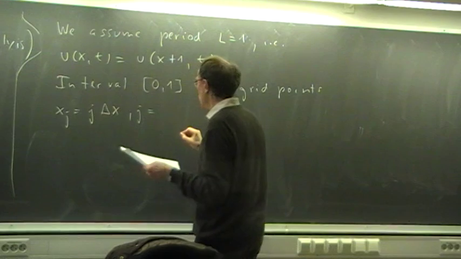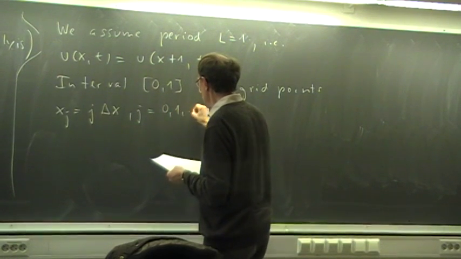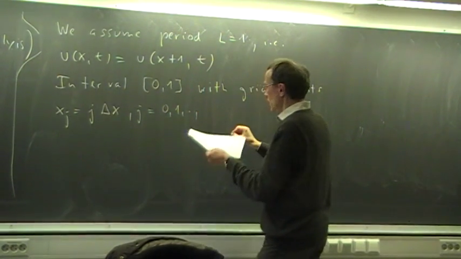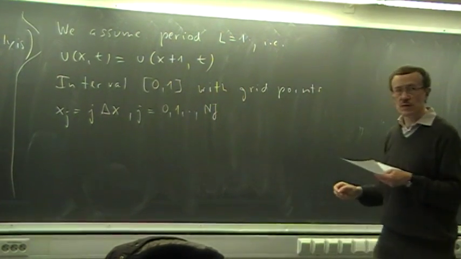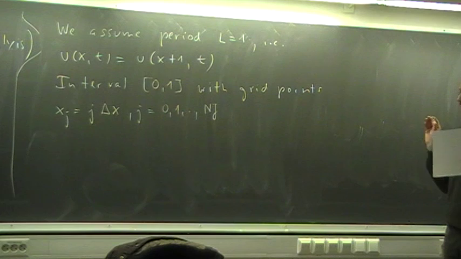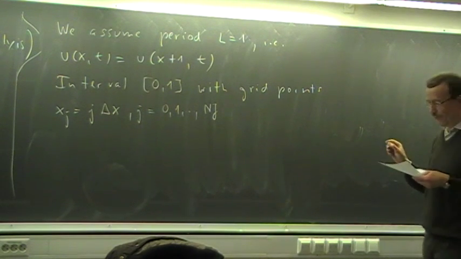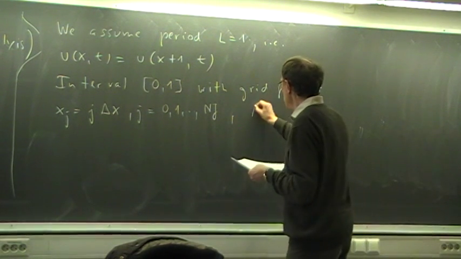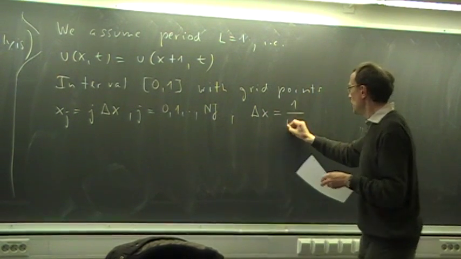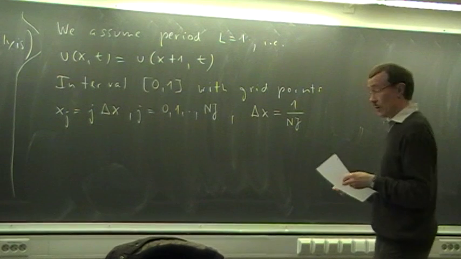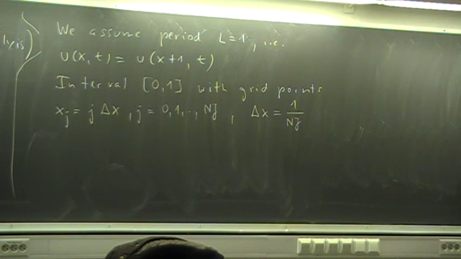And now I use the notation that we introduced already, from 0 to nj. So nj is the number of grid points in the interval 0, 1. And the grid spacing, delta x, is then, as the interval is 1, and we have nj intervals, nj plus 1 grid points, just like that.